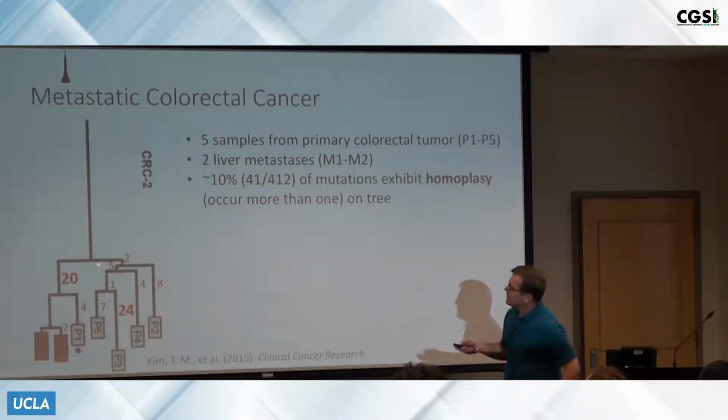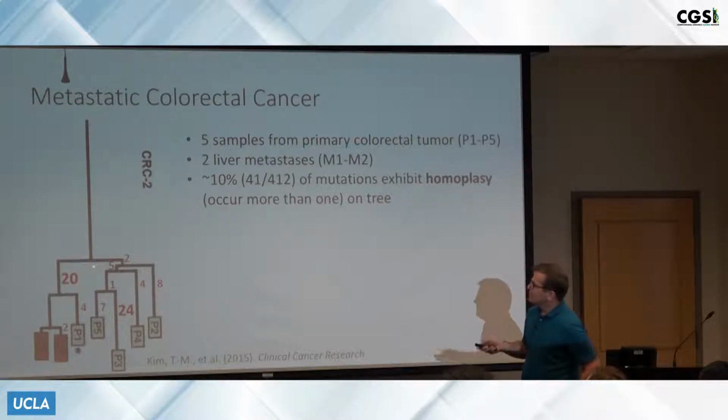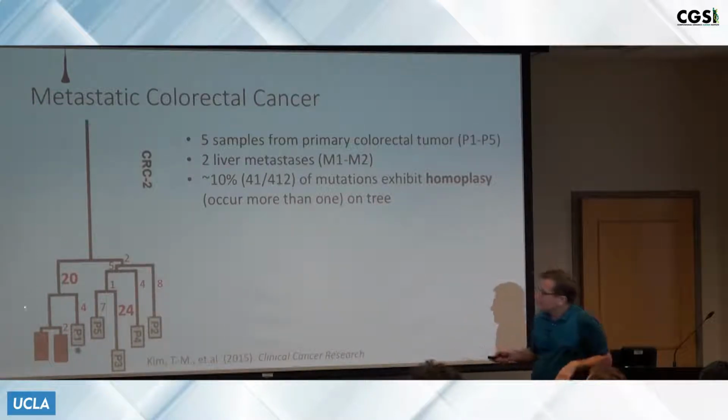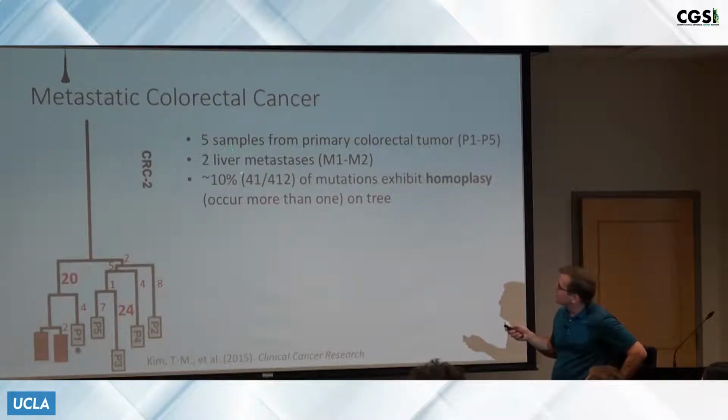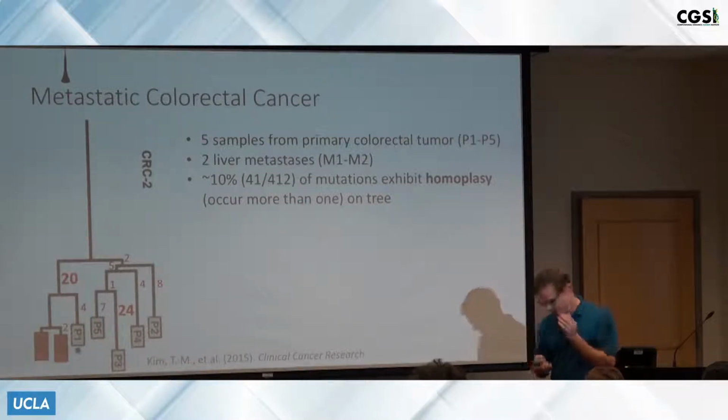So here was this one tree that I showed you. They built this, I believe, via maximum parsimony or neighbor joining or something, but here's the tree. We went back and looked at this data, and we took the mutations, and they built this tree from 412 single nucleotide changes.